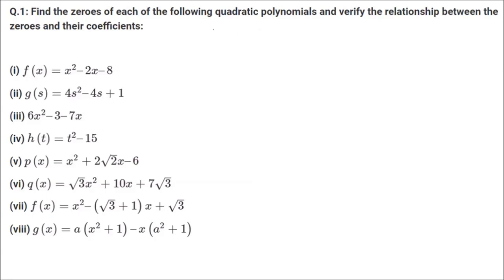So what are the zeros? Zeros are those numbers, those values, which will make this quadratic polynomial 0. That means if I put this value in place of x here, in place of t here, this t square minus 15 will be 0. x square minus 2x minus 8 will be 0. So how do we find this?